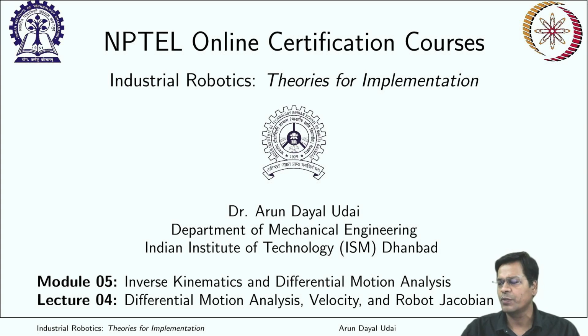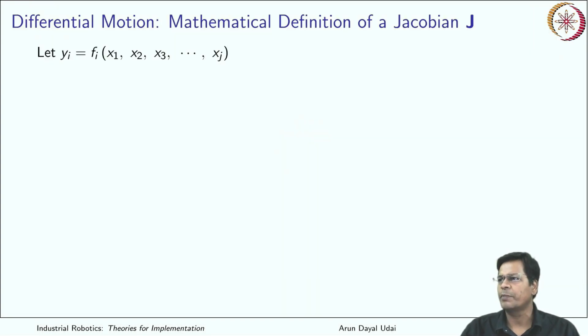There are a few terms which are to be known before you actually start with that. Today we'll be discussing differential motion analysis, robot Jacobian, and velocity analysis. Before we actually begin, let us discuss differential motion, what it is, and the mathematical definition of Jacobian. As such, Jacobian is a mathematical term. It has not much to do with robotics. Robotics is just one of its applications. So let us start with Jacobian.